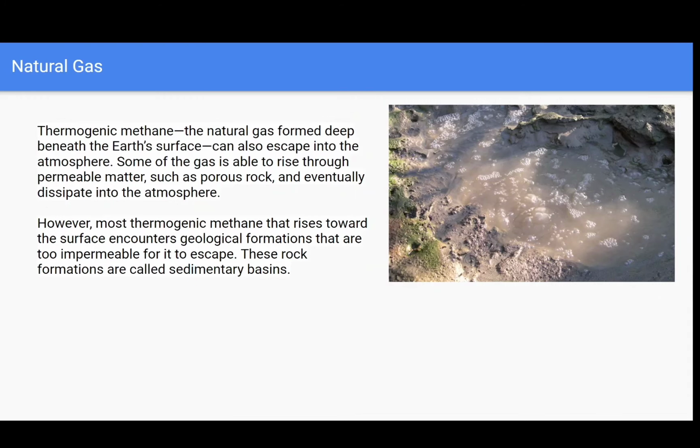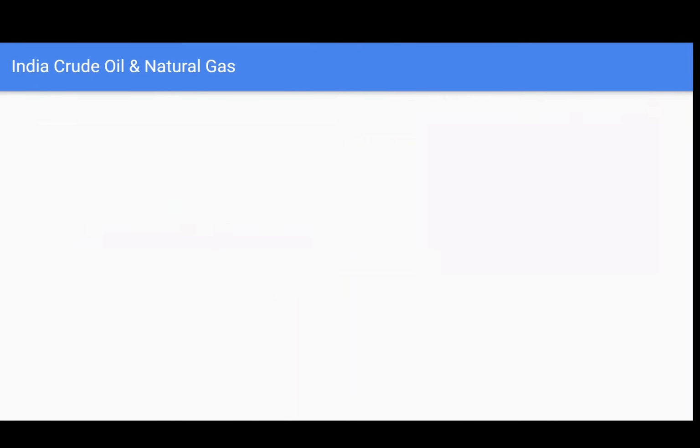Now, the natural gas formed deep beneath the Earth's surface can also escape into the atmosphere. So if there are porous rocks or other permeable matter, the gas will bubble up onto the surface, like it's seen in the picture on the right. And it can even be trapped underneath. So if there is an impermeable layer, such as the sedimentary basins, the gas will be trapped inside and it won't be able to rise up to the atmosphere.